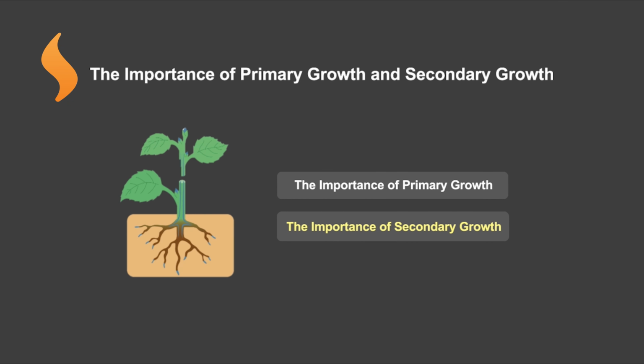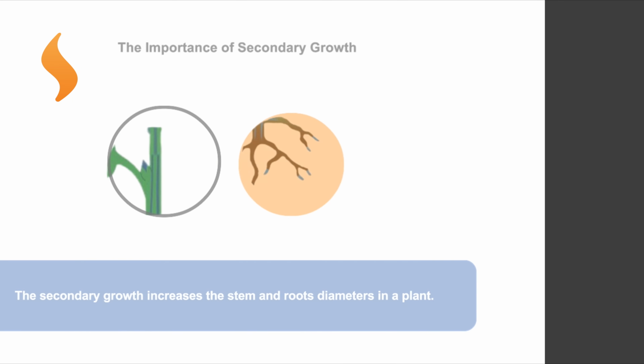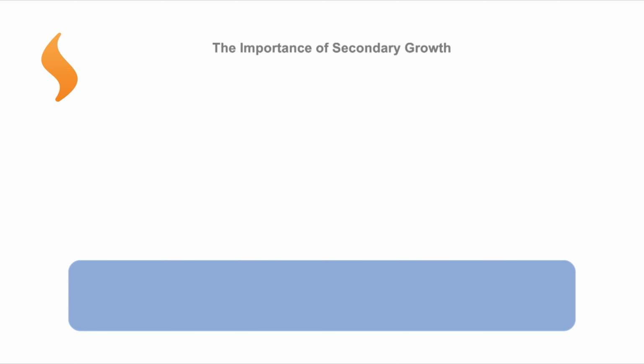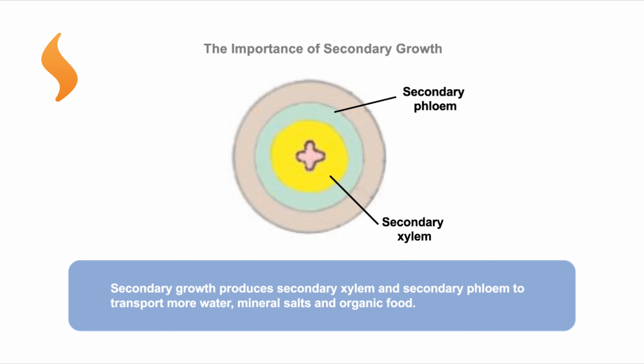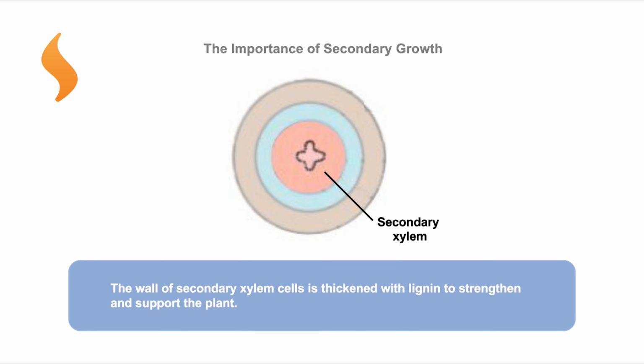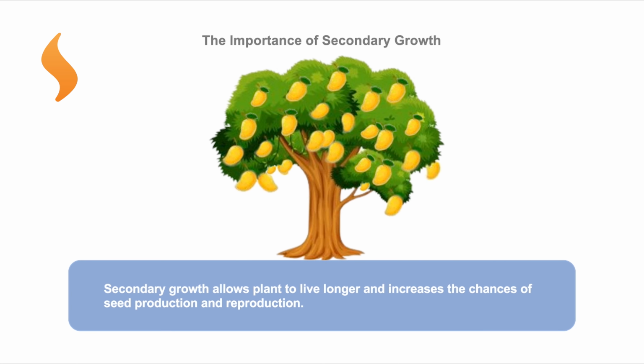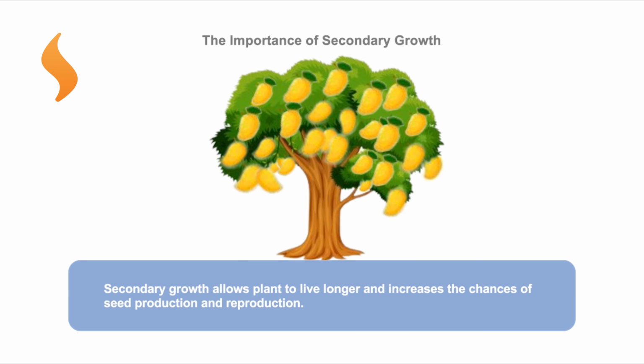And now we will look into the importance of secondary growth. Secondary growth increases the stem and root diameters in a plant. It produces secondary xylem and secondary phloem to transport more water, mineral salts, and organic food. The walls of secondary xylem cells are thickened with lignin to strengthen and support the plant. The secondary xylem and secondary phloem also help to replace old and damaged xylem and phloem tissues. Secondary growth allows plants to live longer and increases the chances of seed production and reproduction.